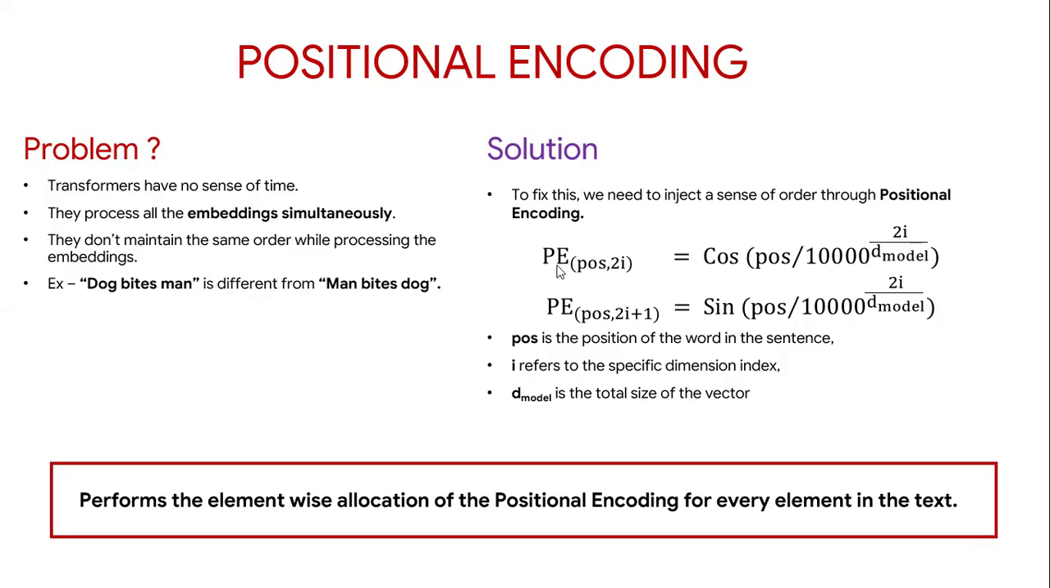For each token, the positional encoding is calculated by this function: cos of the position of the word in the sentence or a letter in the sentence divided by 10000 power 2i by d_model. Here i refers to the specific dimension index. This is the embedding, right? So it has a certain dimension and a certain position. Based on that position and based on the index, we need to calculate the position embedding and perform the element-wise allocation of positional encoding for each element in the text. Meaning for every element in the text, you need to calculate the positional embedding.